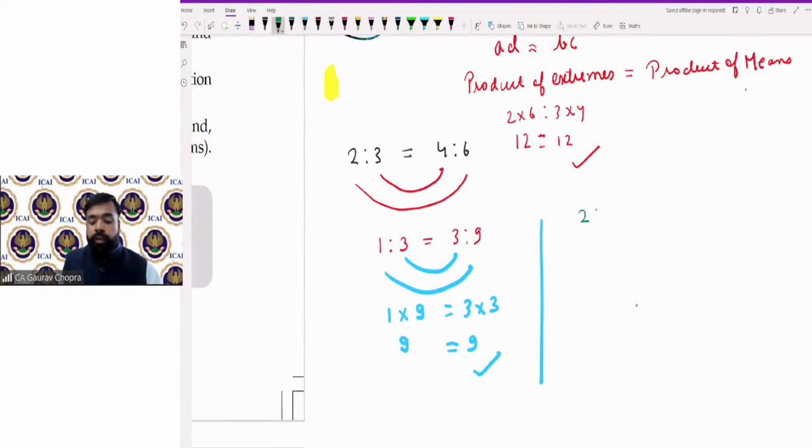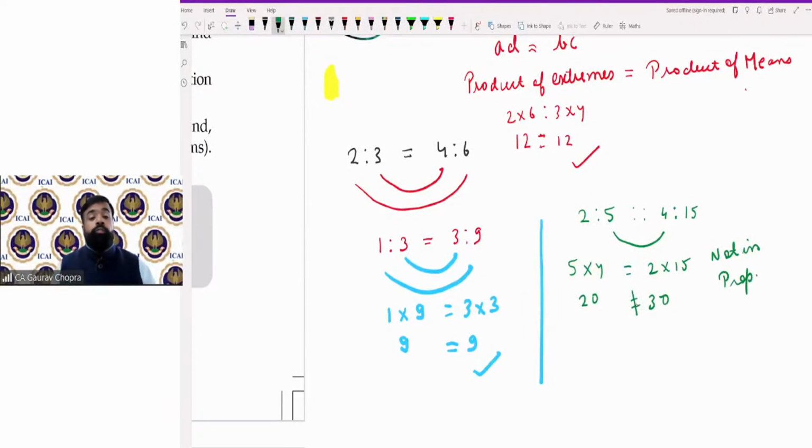Let's take one more example. 2 ratio 5 and 4 ratio 15. Now let's check. 5 into 4 is 20. Then 2 multiplied by 15 is 30. Now this time these two are not equal. Therefore, it is not in proportion. So whenever they are equal, they are said to be in proportion. If they are not equal, then they will not be in proportion.